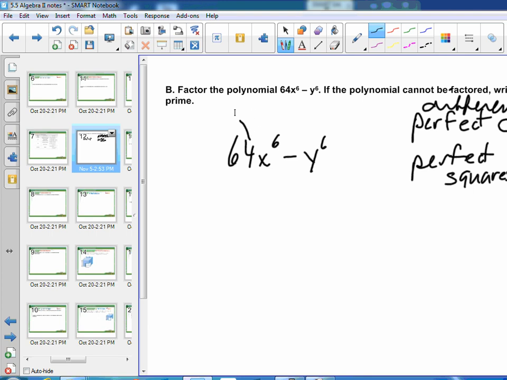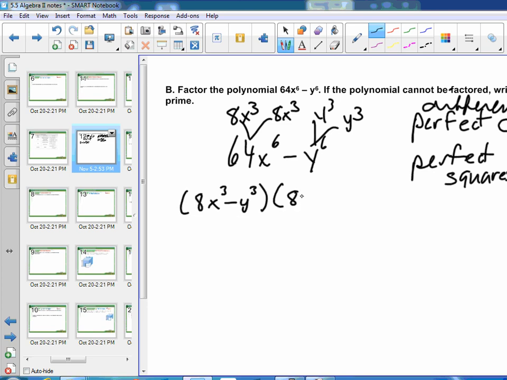So we need to say, all right, 64x to the sixth is 8x to the third times 8x to the third. Y to the sixth is y to the third times y to the third. So difference of perfect squares, we're going to have 8x cubed minus y cubed times 8x cubed plus y cubed. Now we need to look at each one of these binomials and say, do we have a perfect cube? Yes. Do we have a perfect cube? Yes. So we get to factor this out again. Both of these can be factored again.